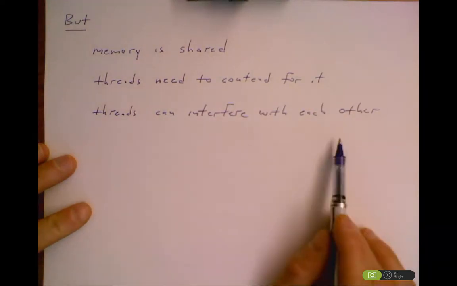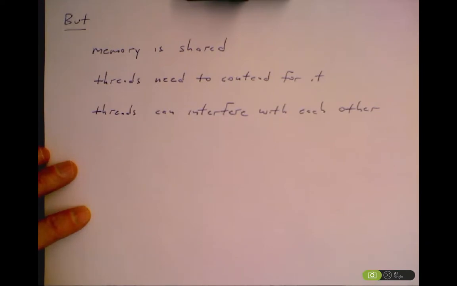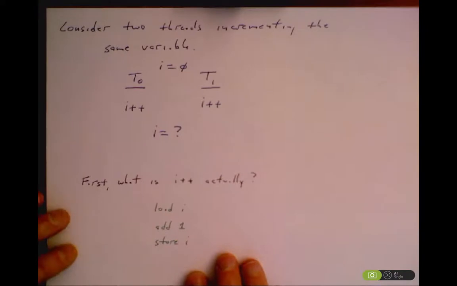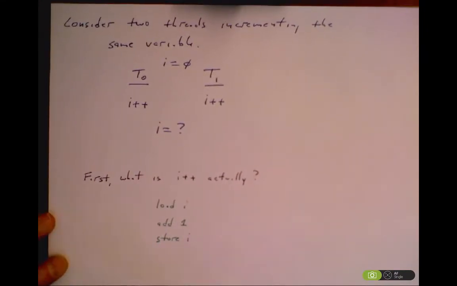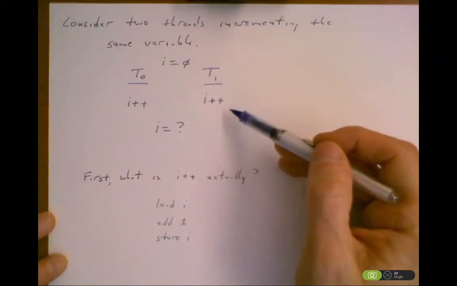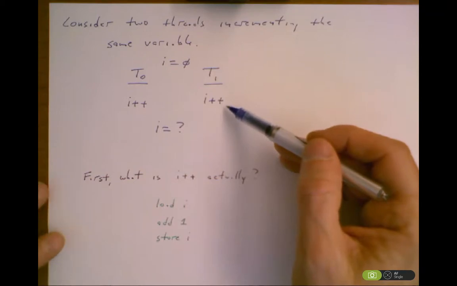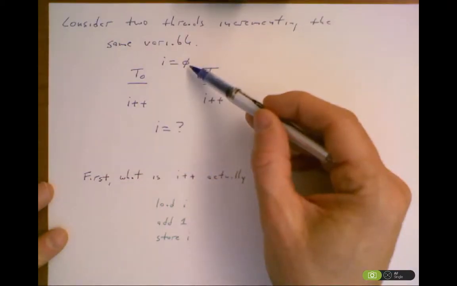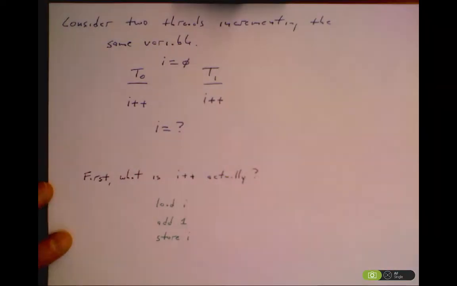And there's also correctness issues. Threads can interfere with each other in memory. We could be touching the same spots in memory at the same time, and that can cause trouble. Let me try to explain that. Consider two threads incrementing the same variable. So we have two programs. Each of them is executing an I++ on a shared variable which is initialized to 0. The question is, what's the value of I after these two threads do their I++?